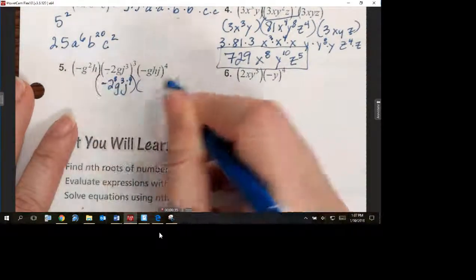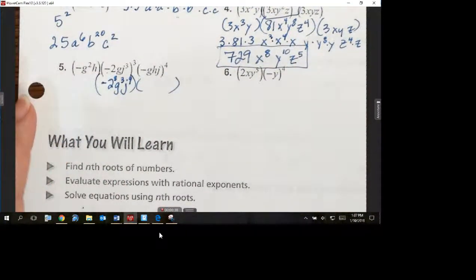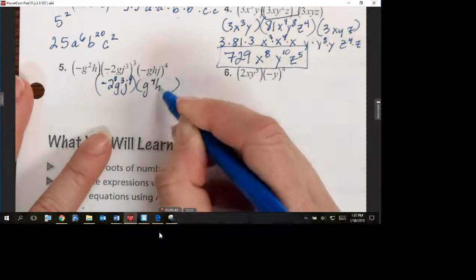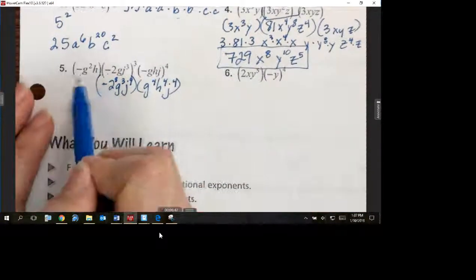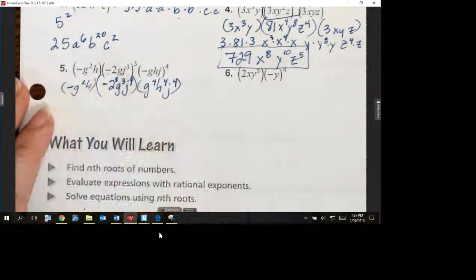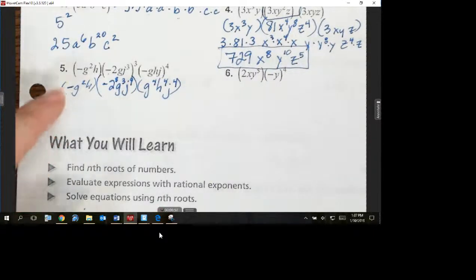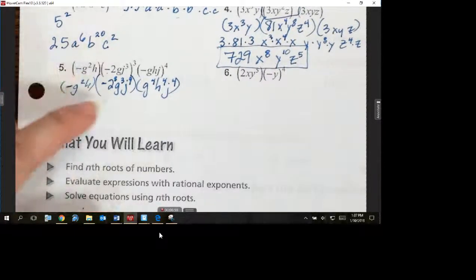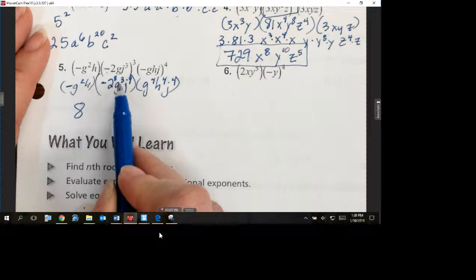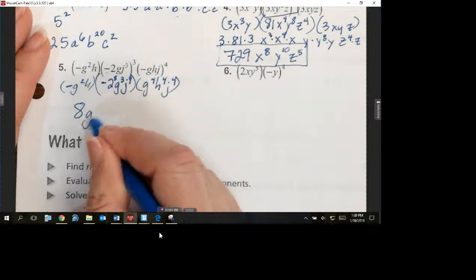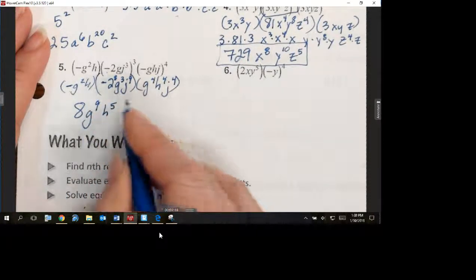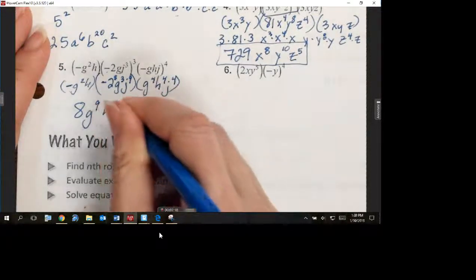This parenthesis over here, I've got negative, but it's happening an even amount of times, which is positive. And then I've got g to the 4th, h to the 4th, and j to the 4th. The first one here does not have any power, so that one stays negative. And then I go to multiplication, and I have a negative times a negative, so that's positive. And then I've got 2 to the 3rd, which is 8. And then the g's, 1, 2, 3, 4, 5, 6, 7, 8, 9, g to the 9th. I've got 1 h, 4 h's, h to the 5th. And then 9 j's and 4 j's, so 13.